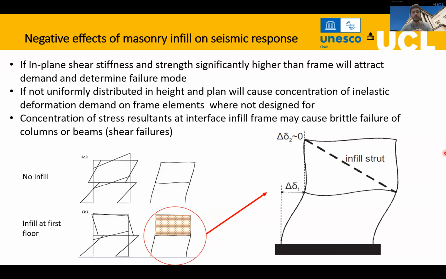Also, if these infills are located in different stories, you will have an additional negative effect, in that this will cause some concentration of inelastic deformation in the stories that don't have any infill. For example, the type of deformation that you expect in this frame without any infill is something like this. But when you add an infill over here, which is pretty common, to leave the first floor, for example, as a garage or as any commercial activity, then all the deformation will be happening only in this first story, and you will have the soft story mechanism that we saw previously in the Turkey earthquake.